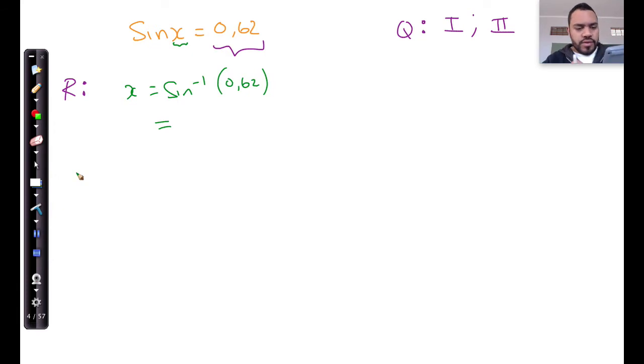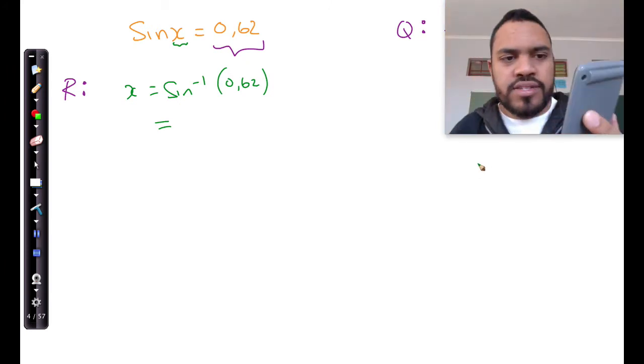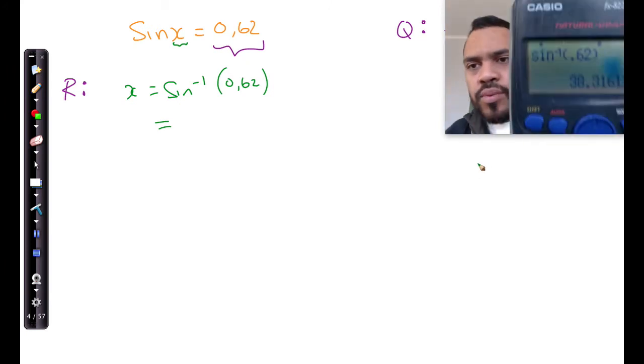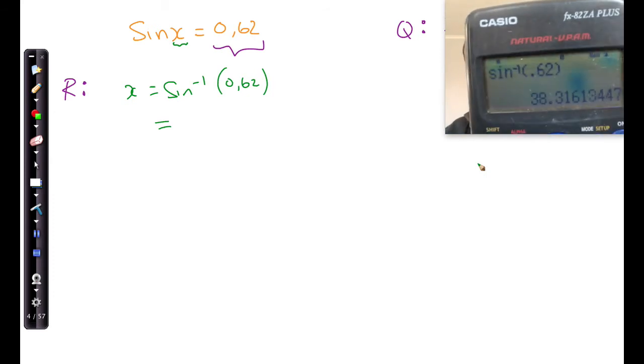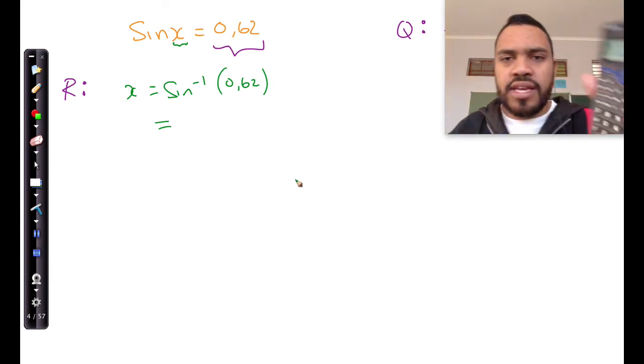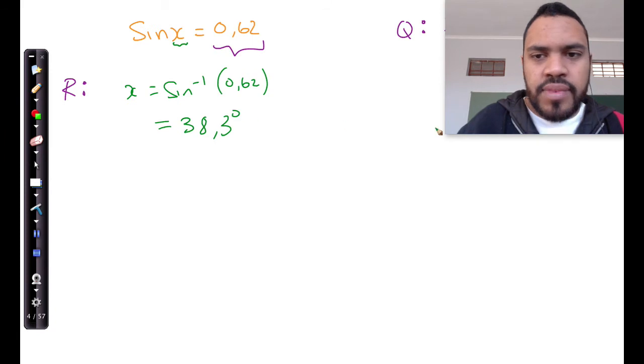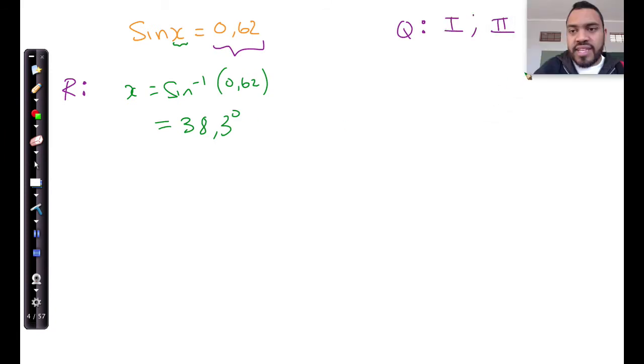Okay, so we have pressed the shift button and we press the sine function, and you can see it looks like that. And now once we have that, we type in 0.62 as such. Let's just make that larger. Okay, and press the equal to sign. So you can see the result is 38,316, and we can round off angles to 1 or 2 decimal places. In this case, we'll use 1. So 38.3 degrees. Okay, and that has now solved my reference angle.